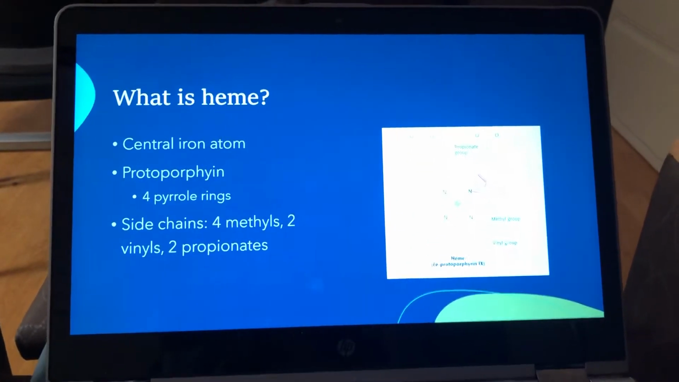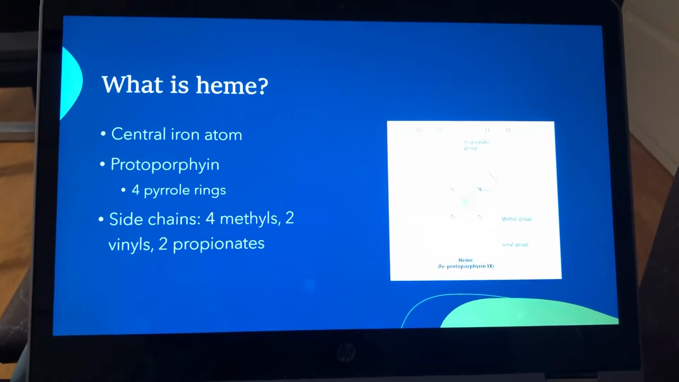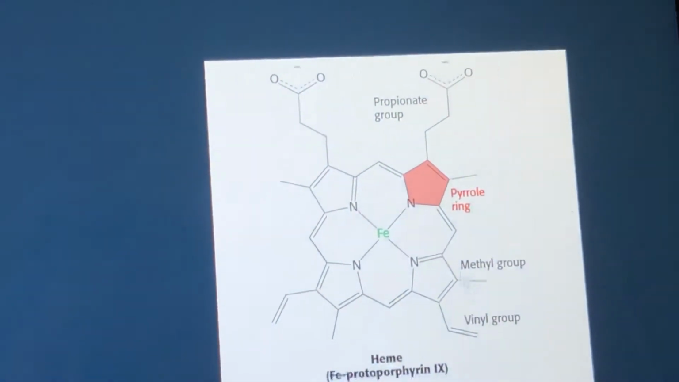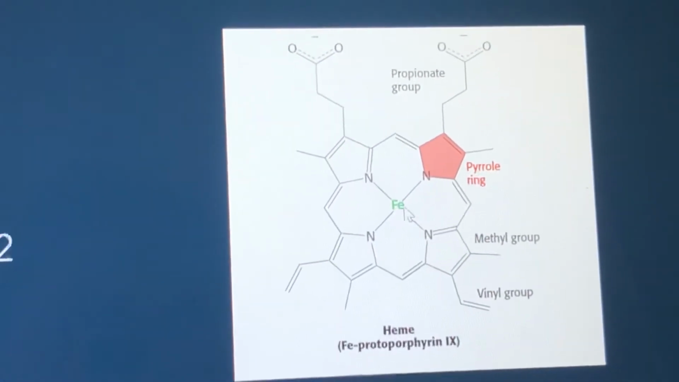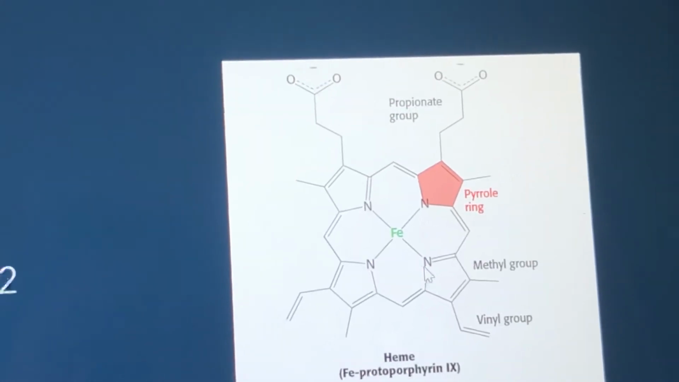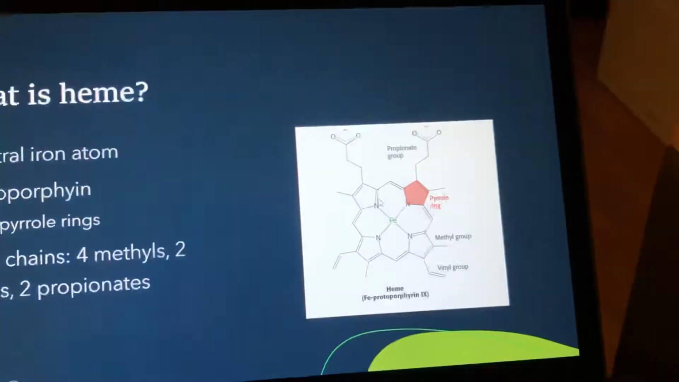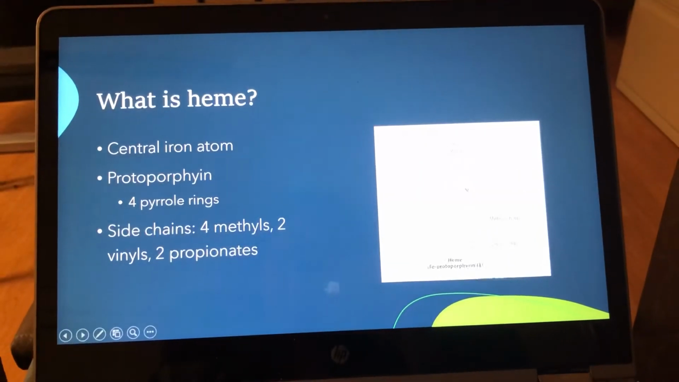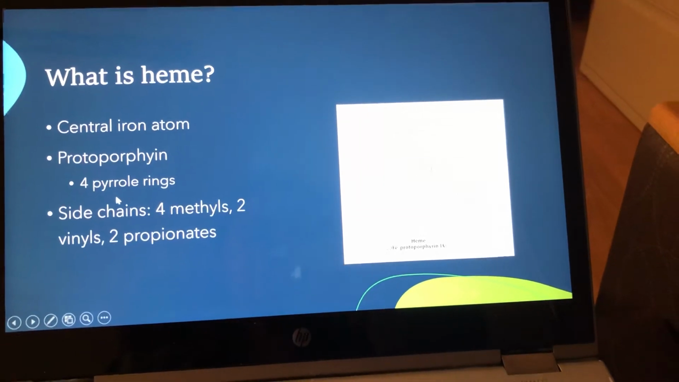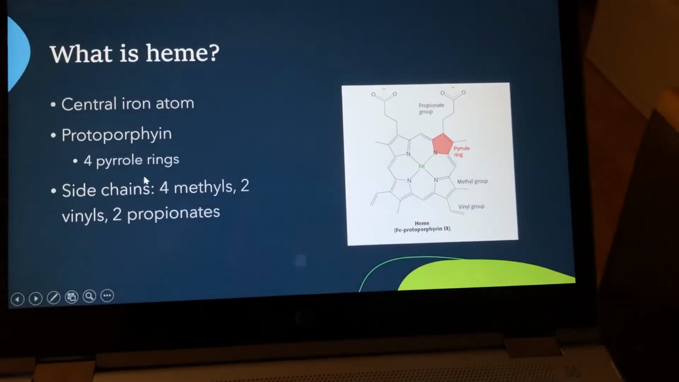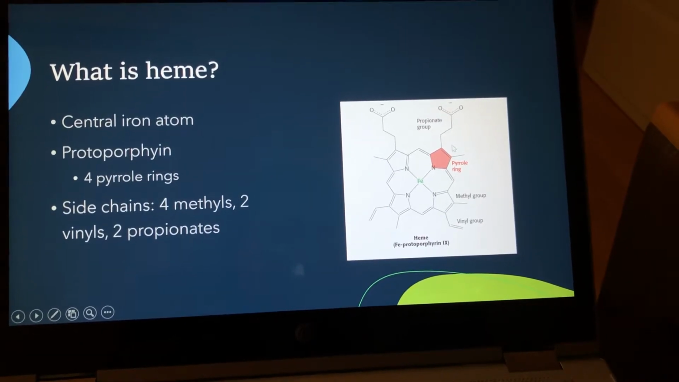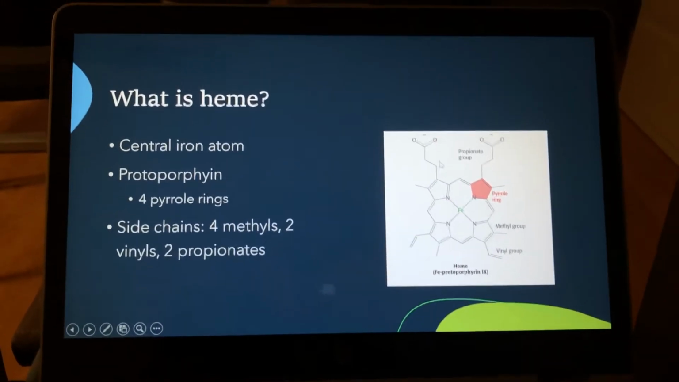Alright, so what exactly is heme? Well, if you can see on this design right here, there is an iron atom situated right in the center, surrounded by these four what are called pyrrole rings. Now that combined together is known as a protoporphyrin, the four pyrrole rings, and then there's going to be a couple of side chains. That's going to be the four methyls, the two vinyls, and the two propionate groups that you see within this picture.